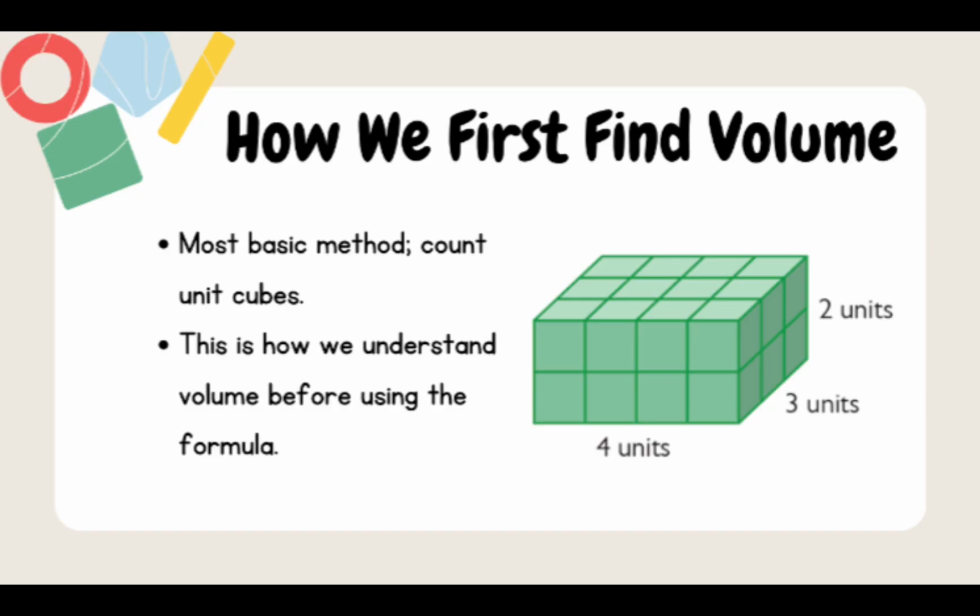When finding volume, the easiest way and the most basic method is to count the unit cubes. Here in this picture are some unit cubes. Each little cube is 1 cubic unit. That just means that it takes up 1 unit of space. If you fill the box completely with cubes, you can count how many there are and tell me the volume. So let's do this together.